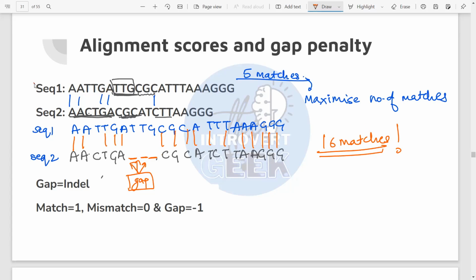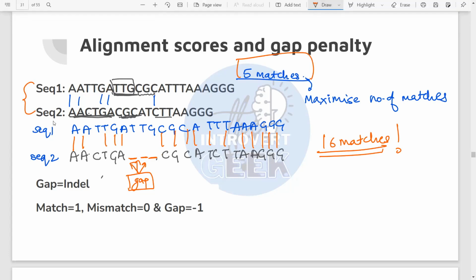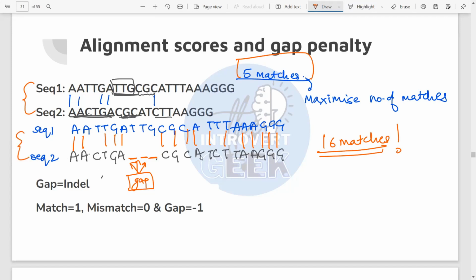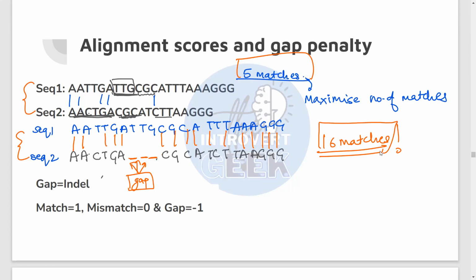Initially, if you hadn't added any gap, you would say that the sequence is hardly matching, right? But after adding a gap, you can see that the alignment score has increased and therefore the similarity in sequences can also be increased. But then you must be having a question. Okay, ma'am, can you just keep on adding gaps? In that case, I can make my sequence 100% similar by just adding gaps. The answer to this is no. You cannot keep adding gaps.